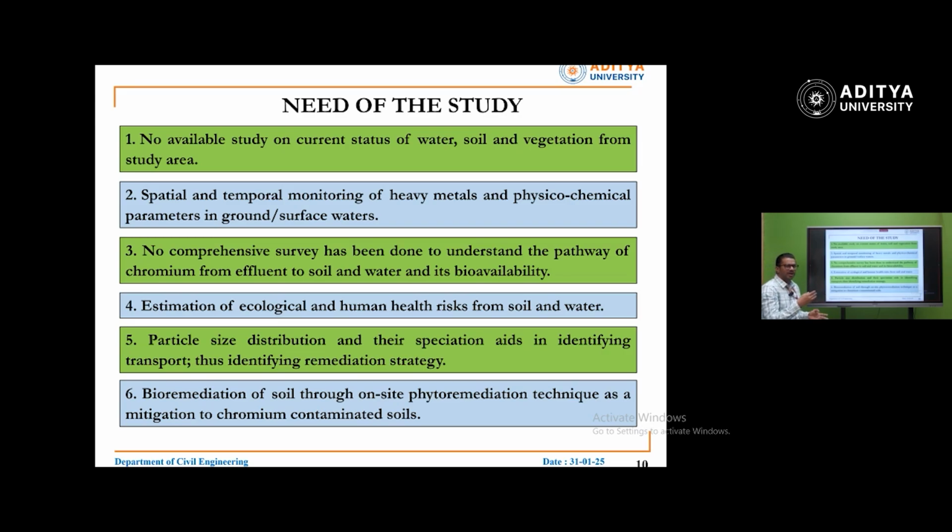Then we wanted to know the physicochemical characteristics of the water in that same area, the surface water as well as the nearby groundwater. We just wanted to know whether it is getting impacted. Then we wanted to know the exact pathway, how the chromium travels from the industrial effluent to the soil, and from soil to the water, how it is interacting and how it is changing its forms. And we wanted to estimate the exact risk, in the sense of risk to the ecosystem as well as risk to human beings. These two things we'll talk about in the later part.